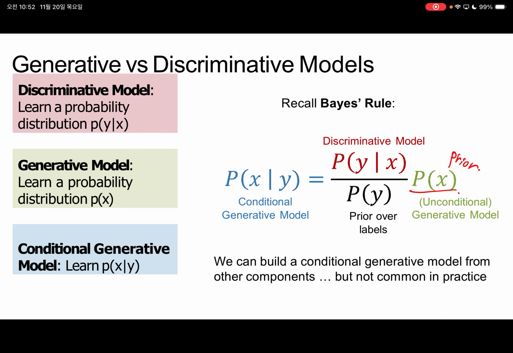So what does prior mean? Prior is actually before something, right? What's something? Before observation, actually. Before observing something, where observation is y. Y is observation.